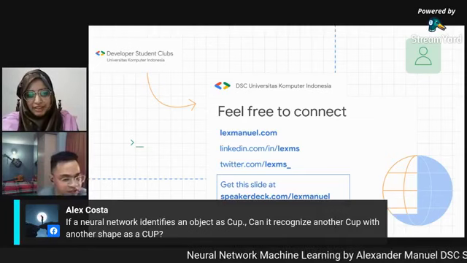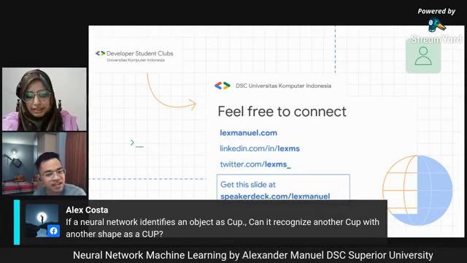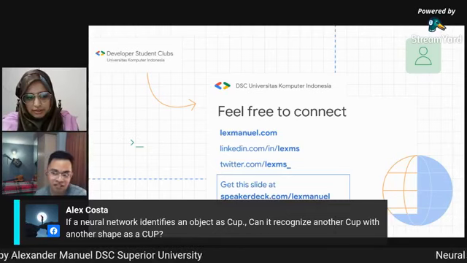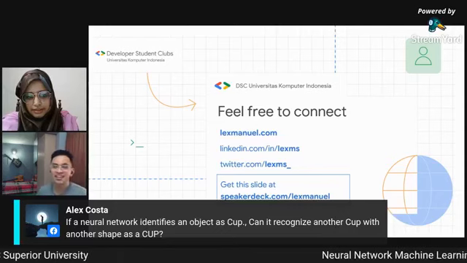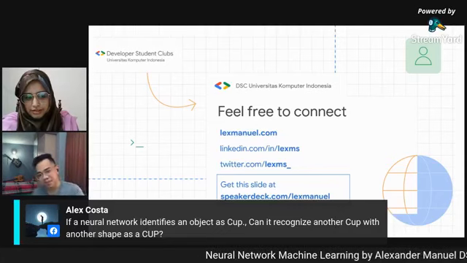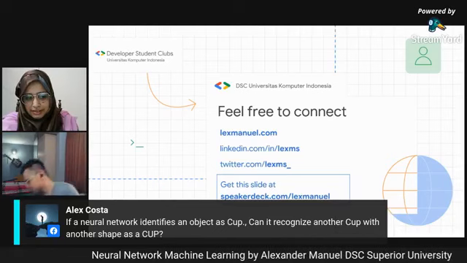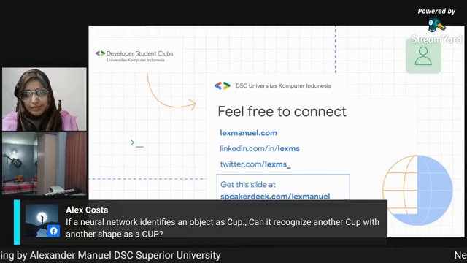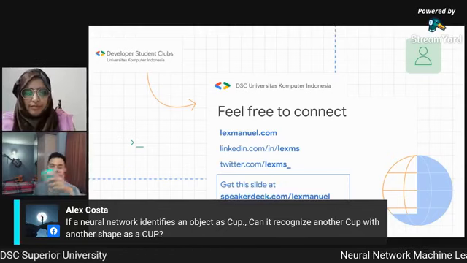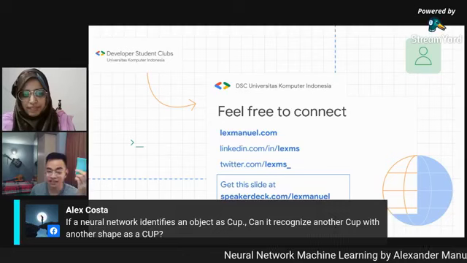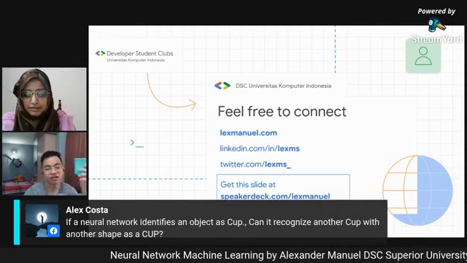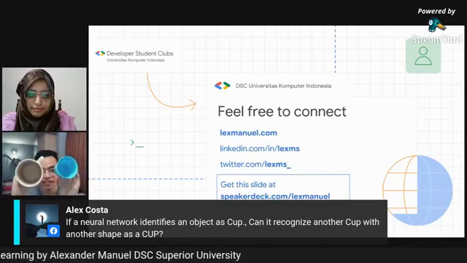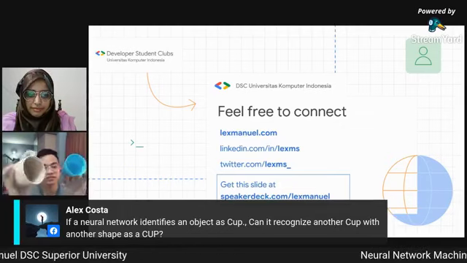So if a neural network identifies an object as a cup, will it recognize another cup with another shape as a cup? It depends. Sorry, it's not a yes or no question. Let me show you. I have a series of cups here. This thing is a cup. Some say it's a cup, maybe other people say it's not. This one is a cup, but it has a similar pattern. I mean, it is a tube.